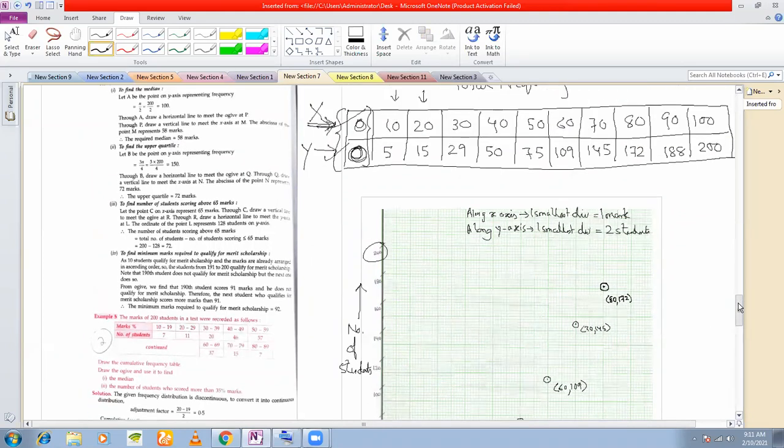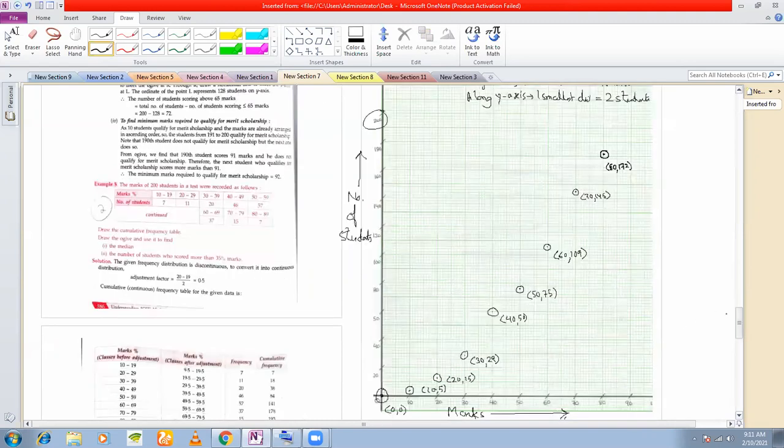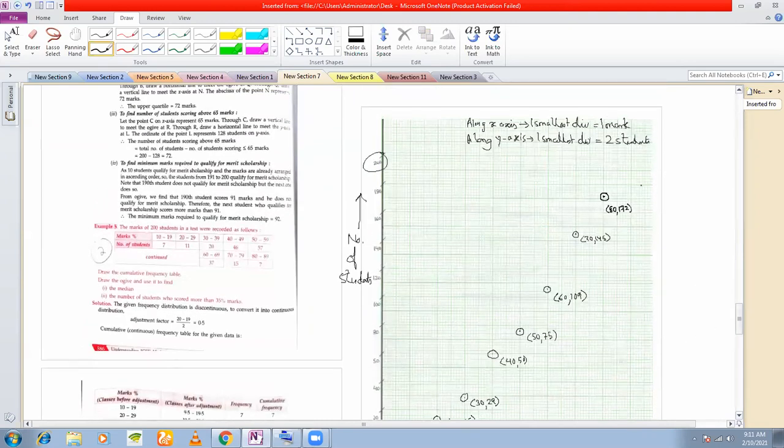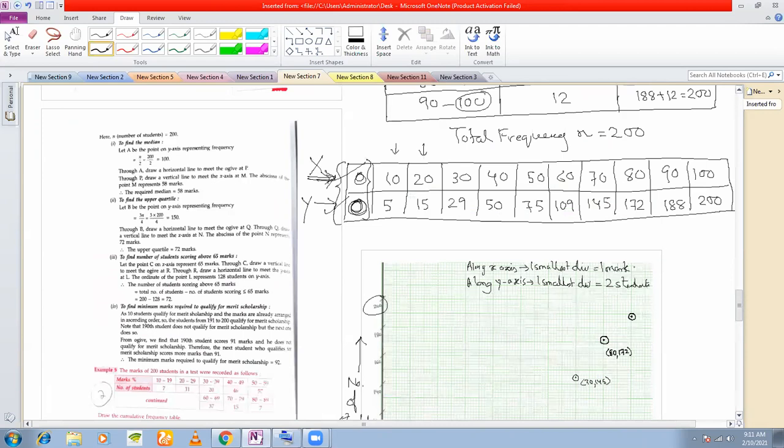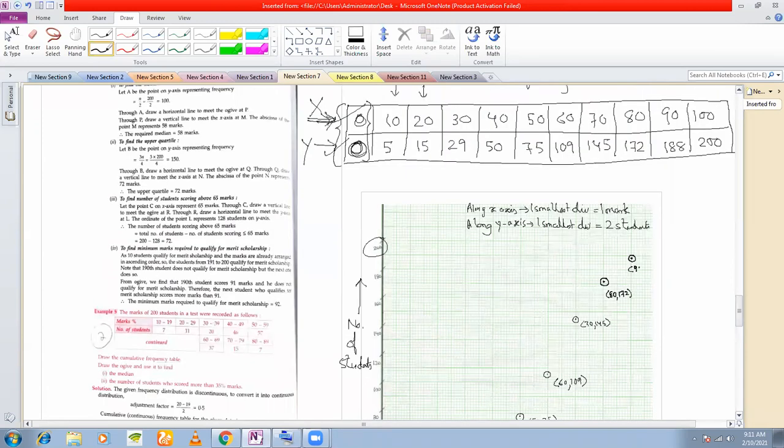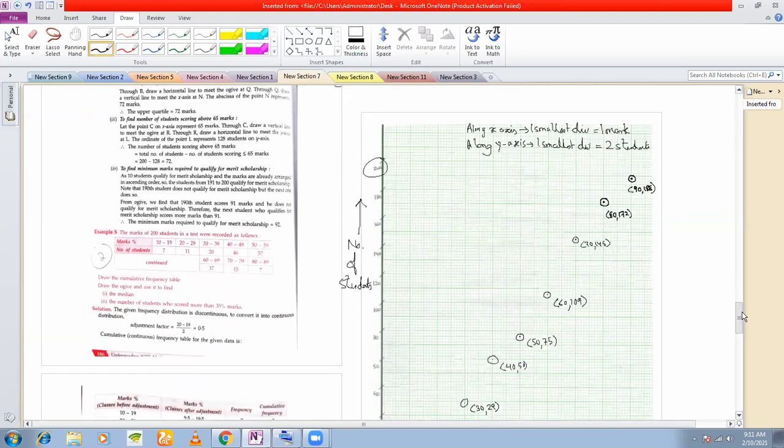Next is 90, 188. So 90 is here. You locate 190. 190 is here. So one division below 190. So this is your 90, 188. And the last one is actually a little out here.